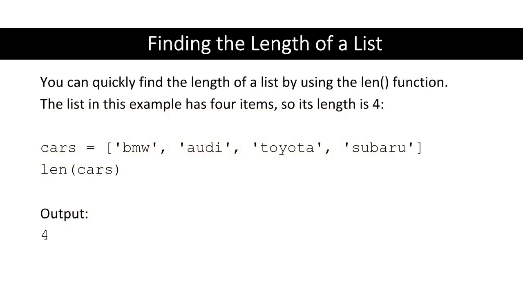To find the number of elements in a list, we use the len function. This helps us understand the size of our data collection. len(cars) returns the number of elements in the list. In this example, there are 4 items, so the output is 4.